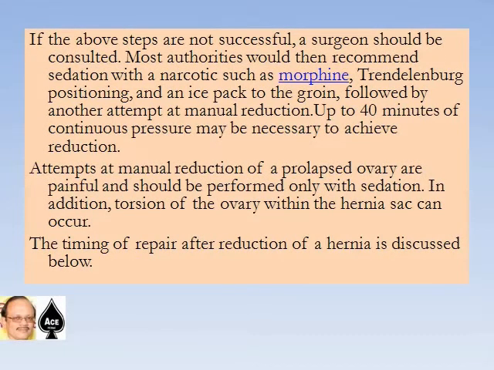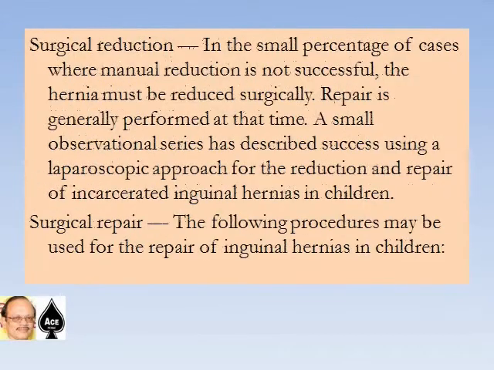If the above steps are not successful, the surgeon should be consulted. Most authorities would then recommend sedation with a narcotic drug like morphine, Trendelenburg position, and an ice pack to the groin, followed by another attempt at manual reduction. Up to 40 minutes of continuous pressure may be necessary to achieve reduction. Attempts at manual reduction of a prolapsed ovary are painful and should be performed only with sedation. In addition, torsion of the ovary within the hernia sac can occur. The timing of repair after reduction of the hernia is discussed below.